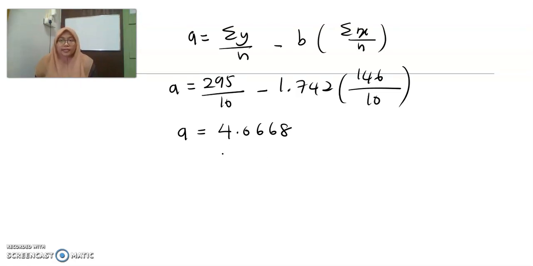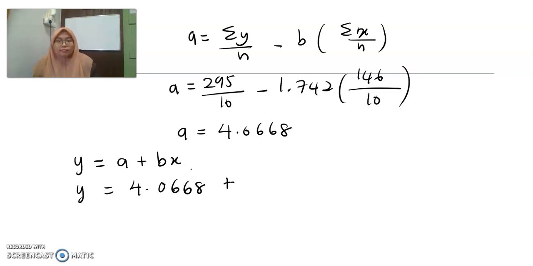Okay, nanti saya akan ajar in our next class how to retrieve value of A and B from your scientific calculator. Okay, now the next step, because we need to construct the linear regression equation. So the formula is y equals a plus bx. So y equals 4.0668 plus, with b is 1.742x. So this is the linear regression equation.